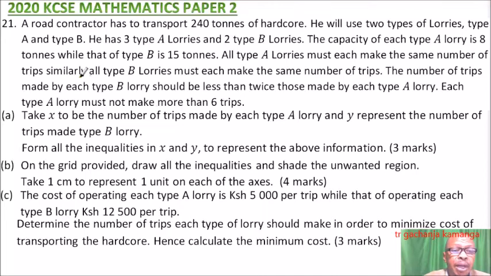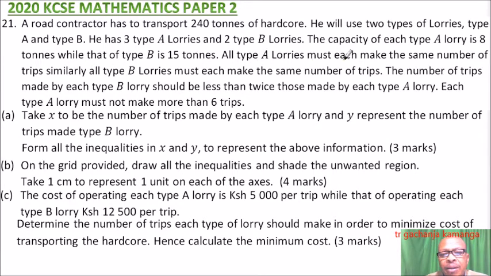This is question number 21. A road contractor has to transport 240 tons of hardcore. He will use two types of lorries, type A and type B. He has three type A lorries and two type B lorries. The capacity of each type A lorry is 8 tons, while that of type B is 15 tons.